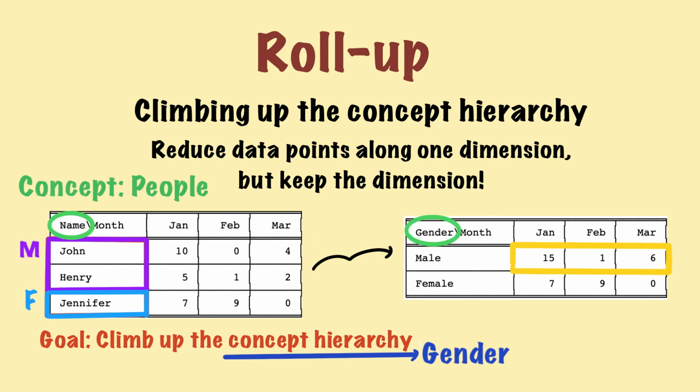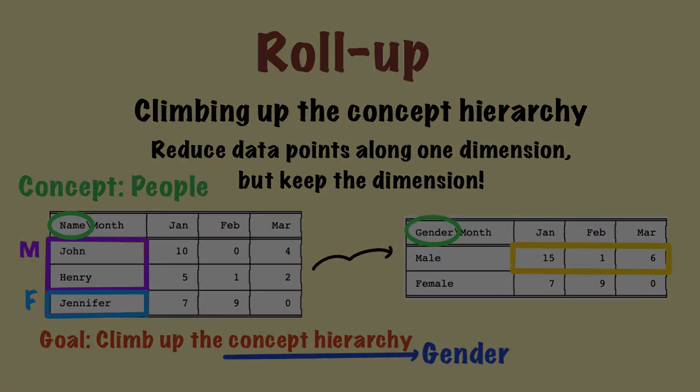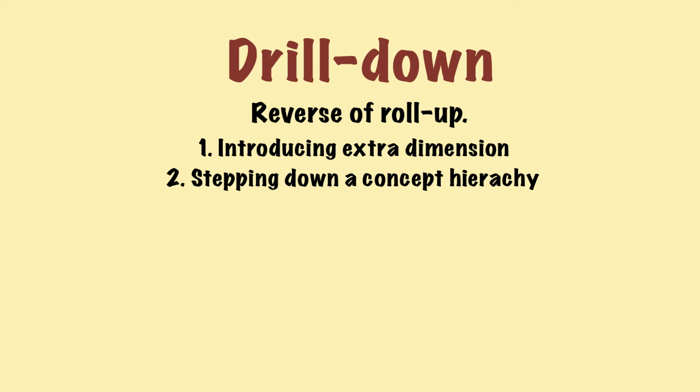To be more specific, the concept we have is people, but we move from individual to a broader category, gender. The next operation is drill down. Drill down is just the reverse of roll up, so I hope it will be quite straightforward. It also has 2 methods, introducing an extra dimension and stepping down the concept hierarchy.